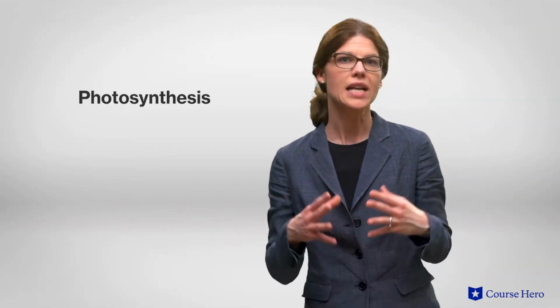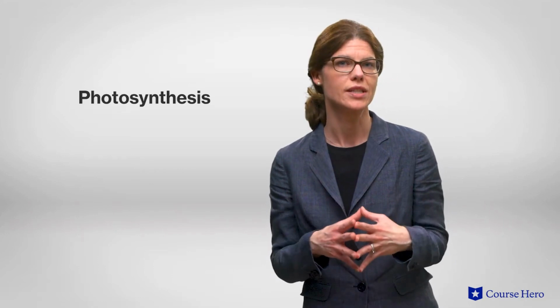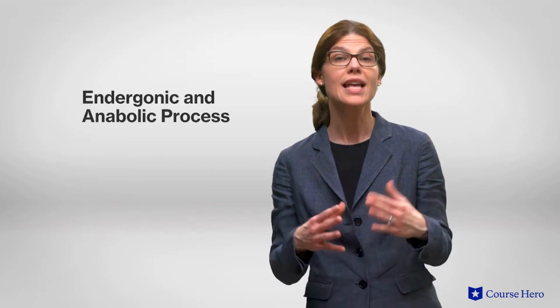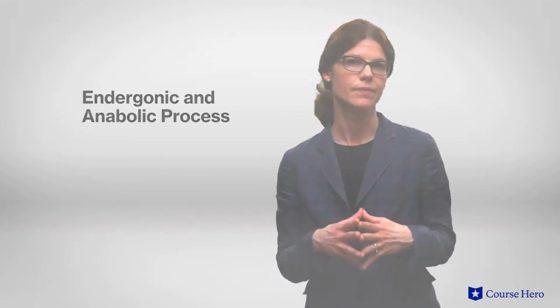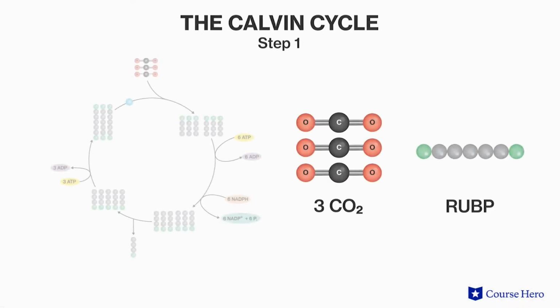The Calvin cycle is the light-independent stage of photosynthesis and is used to build carbohydrates. This stage takes in energy to build molecules, so it is an example of an endergonic and anabolic process. The Calvin cycle, which takes place after energy from the sun has been captured and converted to ATP, is catalyzed by an enzyme called rubisco.